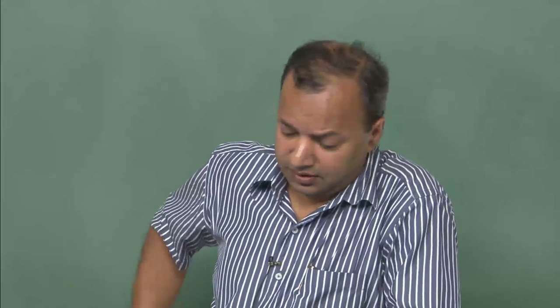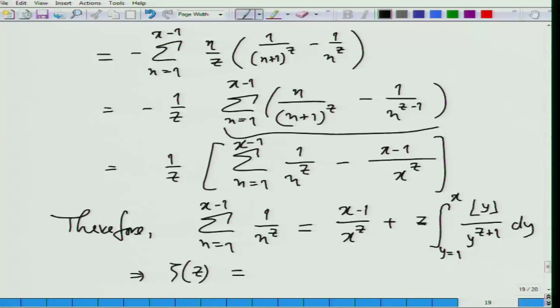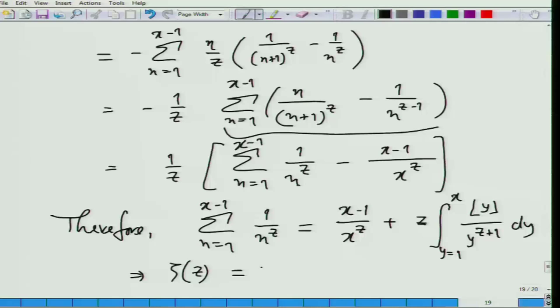What happens to the right hand side? The first term. See, the real part of z is greater than 1. And because of that, the first term goes to 0 as x goes to infinity. So what I get is zeta function equals this integral.